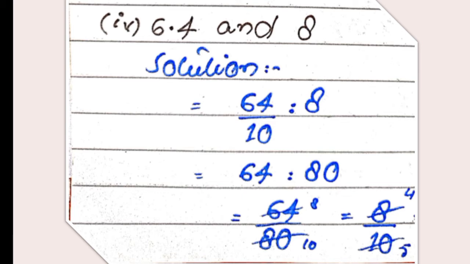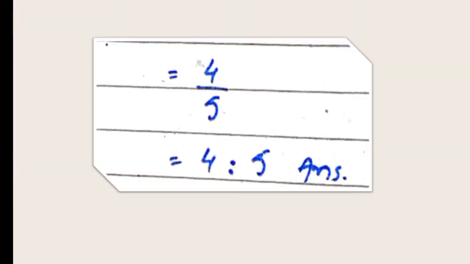Again we can cancel this out with the table of 2. 2 fours are 8, 2 fives are 10, and we are left with 4 upon 5, which we can write as 4 is to 5. Okay, in the form of ratio.